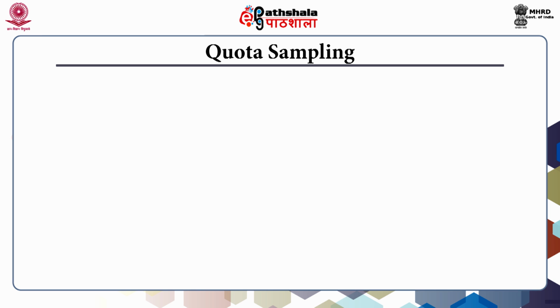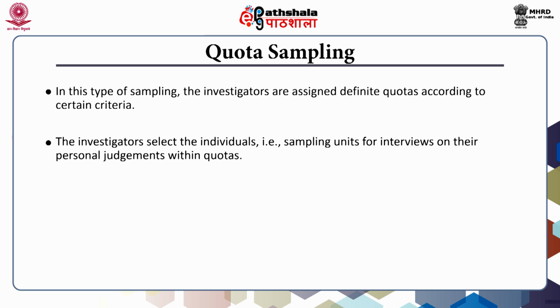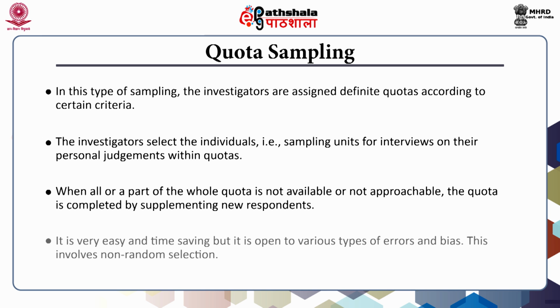Quota sampling. In this type of sampling, investigators are assigned definite quotas according to certain criteria. The investigators select the individuals, that is sampling units, for interviews on their personal judgments within quotas. When all or a part of the whole quota is not available or not approachable, the quota is completed by supplementing new respondents. It is very easy and time saving, but it is open to various types of errors and bias. This involves non-random selection.